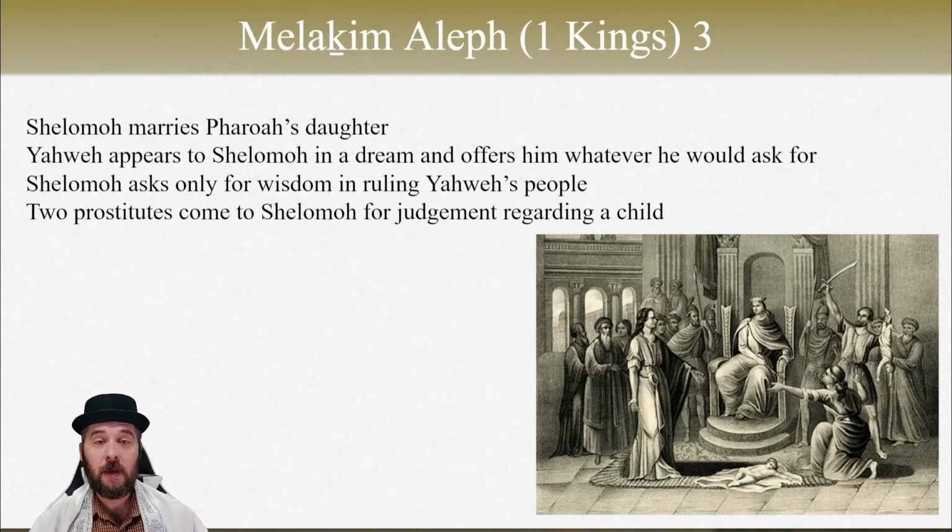Well, the second prostitute says, "Yay, we'll do that. I'll take half and you'll take half." First prostitute says, "No, you can just let her have it. Please don't kill the child." And that's how Shlomo was able to decide who the actual mother of the child was. So the baby was given to the first prostitute. This is an example of one of the great wisdom of Shlomo.